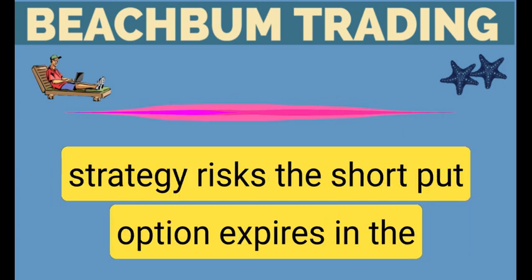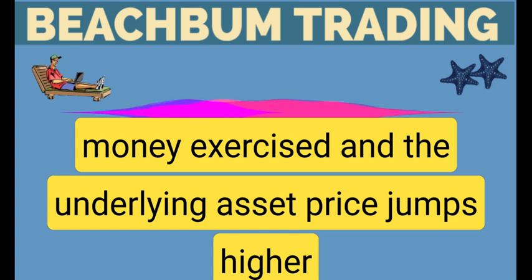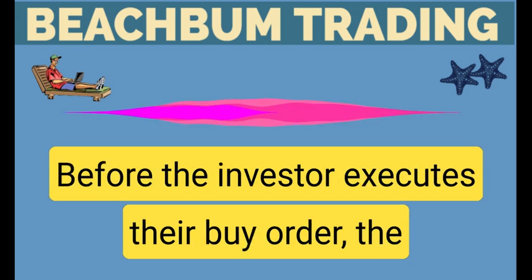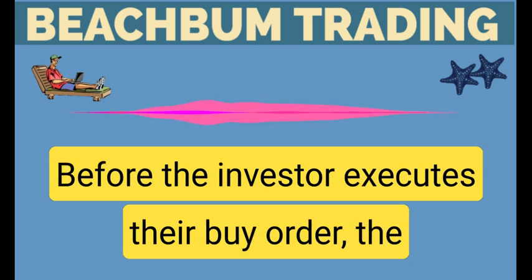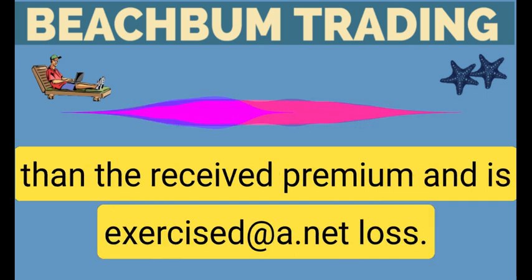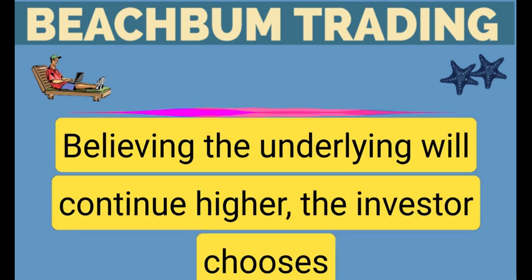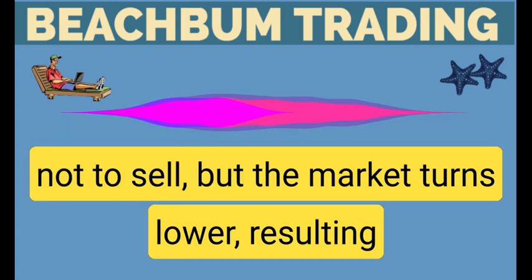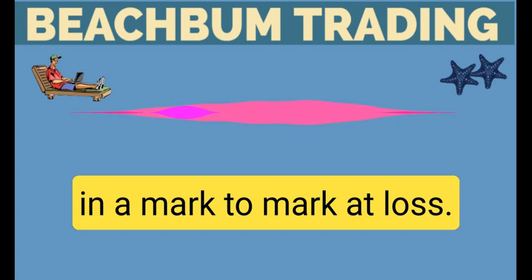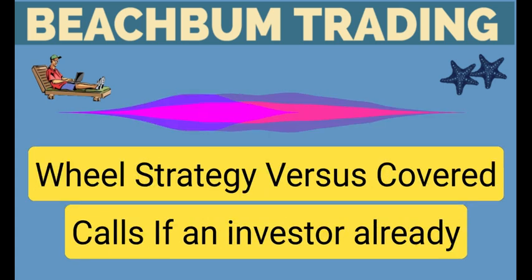Risks. The short put option expires in the money, is exercised, and the underlying asset price jumps higher by an amount greater than the premium received before the investor executes their buy order. The covered call expires in the money by more than the received premium and is exercised at a net loss. Believing the underlying will continue higher, the investor chooses not to sell, but the market turns lower, resulting in a mark-to-market loss.